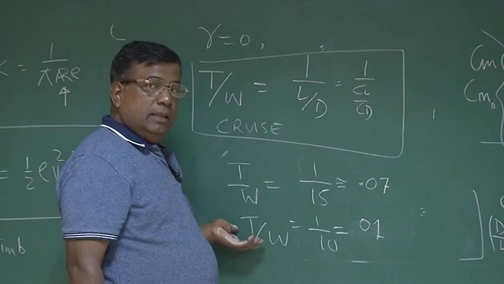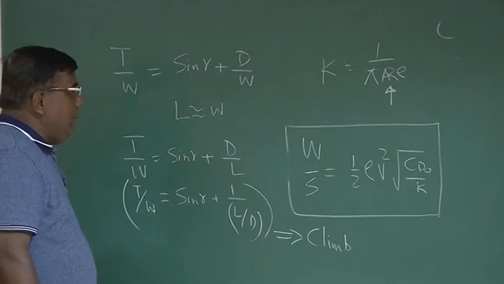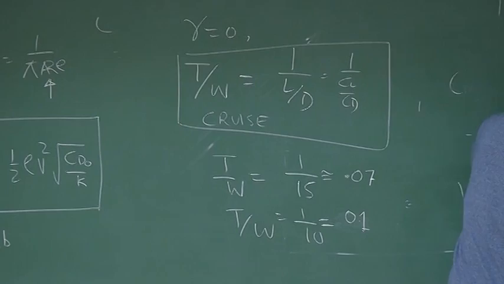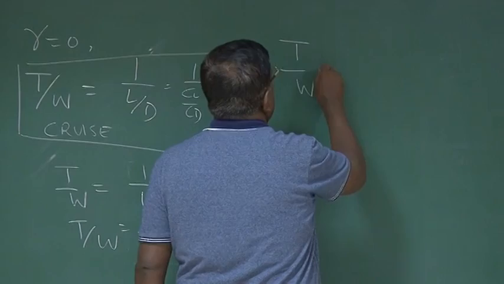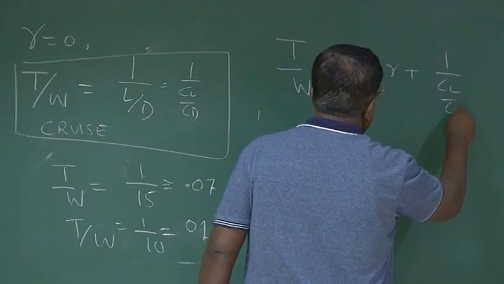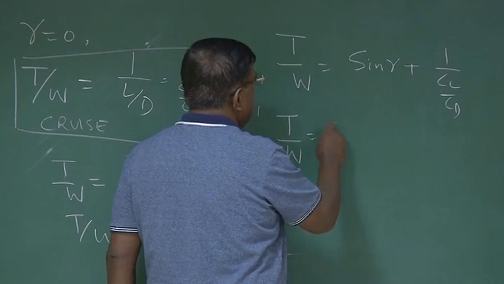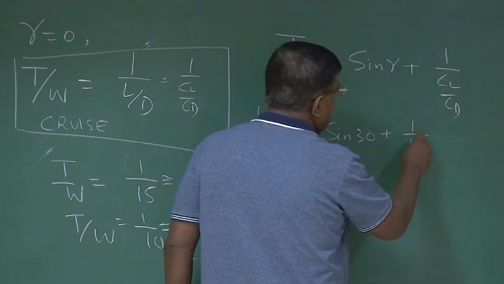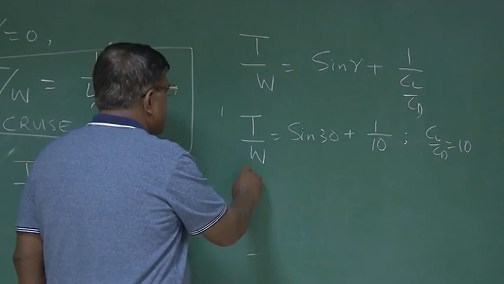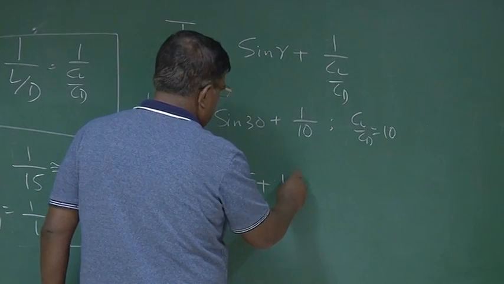And you will appreciate it more if I come back to T by W of climb. Okay, requirement of T by W during climb. Let us see how much it happens to be. We have seen T by W I can write as sine gamma plus 1 by CL by CD. Let's say I'm climbing at 30 degree. So T by W equal to sine 30 plus 1 by, let's say CL by CD is 10. This is CL by CD is 10. Then how much is it? This T by W is coming to 0.5 plus 0.1, 0.6. Do you see the difference?